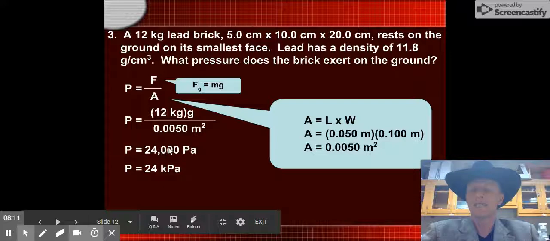It's like kilo takes away 3 zeros. K means 1,000.